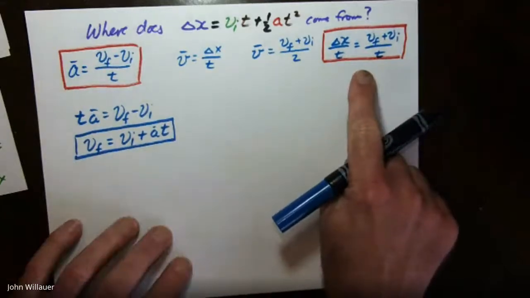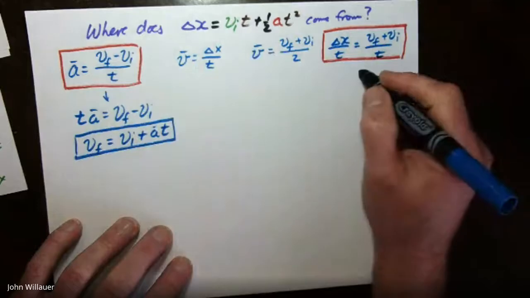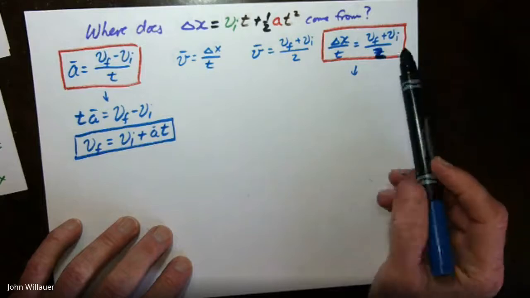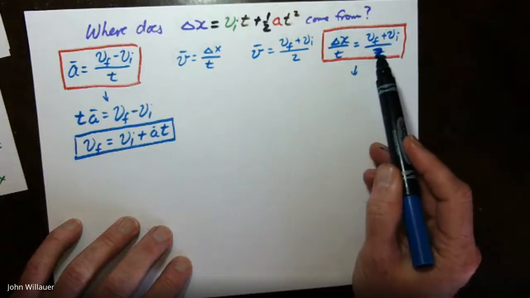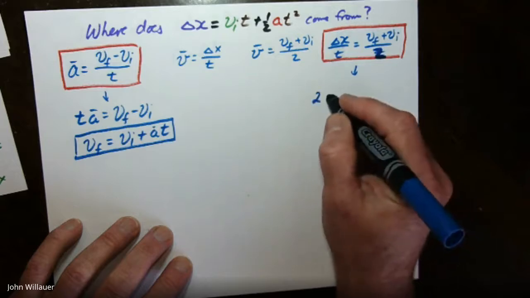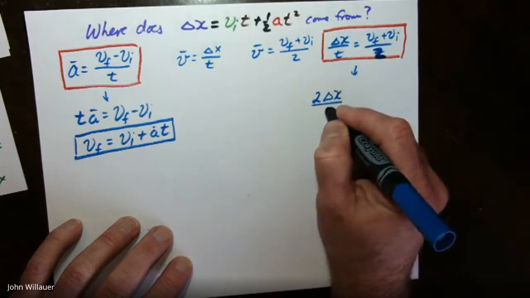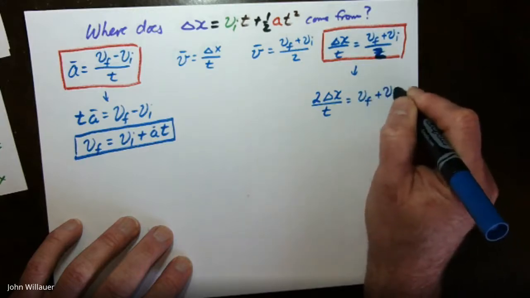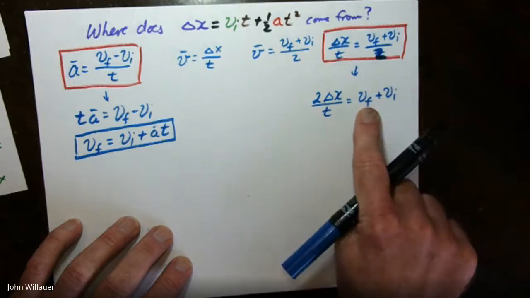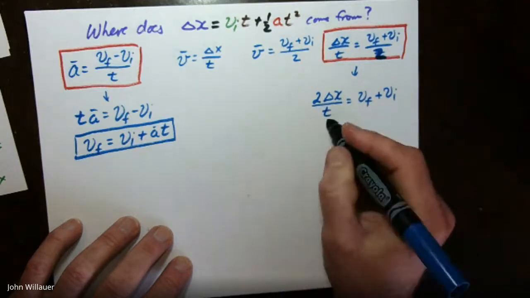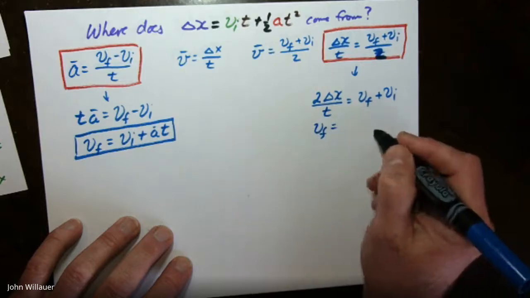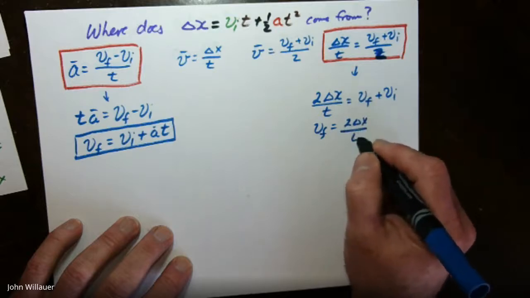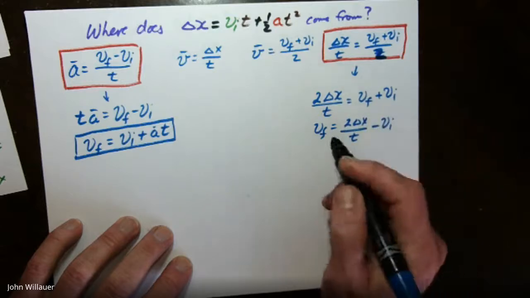I want to do the same thing with this one. Oops. I'm going to solve this one for final velocity. That should be a 2 there, my mistake. So the first thing I'm going to do is multiply both sides by 2. So I get 2 times the displacement divided by the time equals final velocity plus the initial velocity. And now to get final velocity all by itself, I'm going to subtract VI from both sides. And I get final velocity equals, let's see, 2 times the displacement divided by time minus the initial velocity.